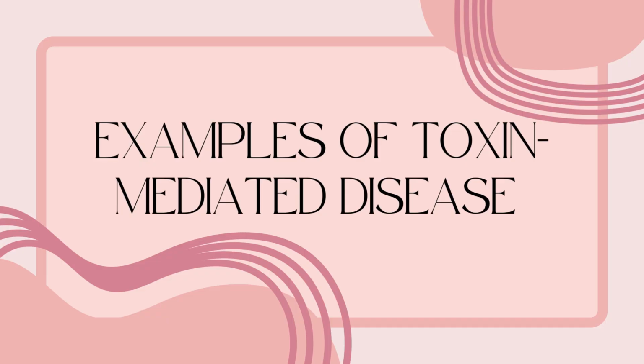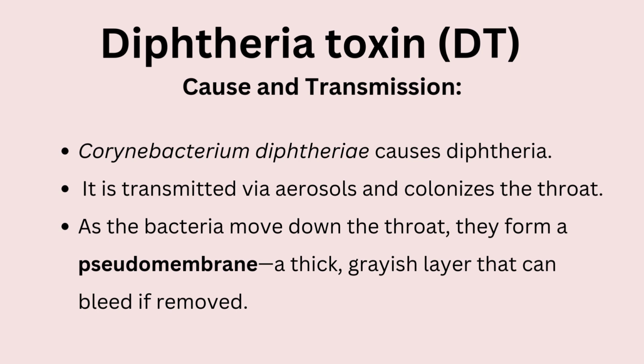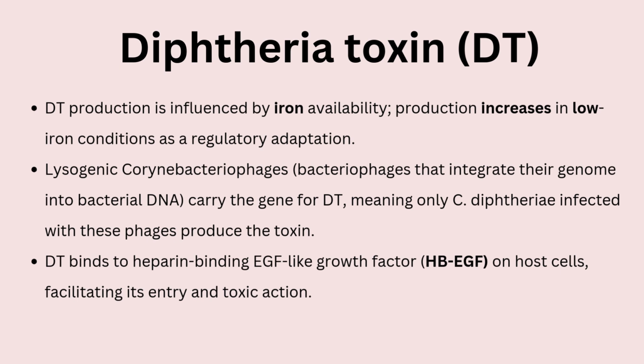Examples of toxin-mediated disease. Diphtheria toxin (DT) is one of the best studied bacterial toxins. Here is the summary about it. Corynebacterium diphtheriae causes diphtheria. It is transmitted via aerosols and colonizes the throat. As the bacteria move down the throat, they form a pseudomembrane, which is a thick, grayish layer that can bleed if removed. DT production is influenced by iron availability. Production increases in low iron conditions as a regulatory adaptation.